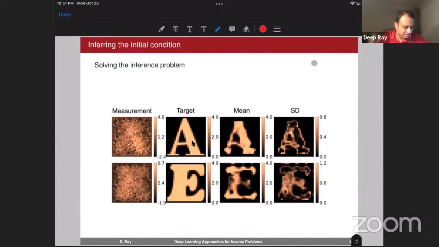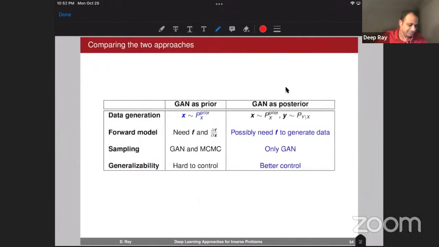So these were the two approaches. I talked about GAN as a prior and GAN as a posterior. Again, are you able to see the slides? Okay, you're able to see the slide. It's updating slowly on my end. So we saw GAN as a prior and GAN as a posterior. It would be good to compare these two approaches.